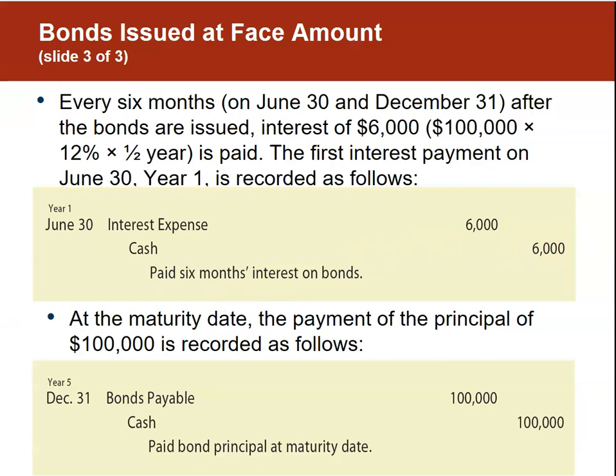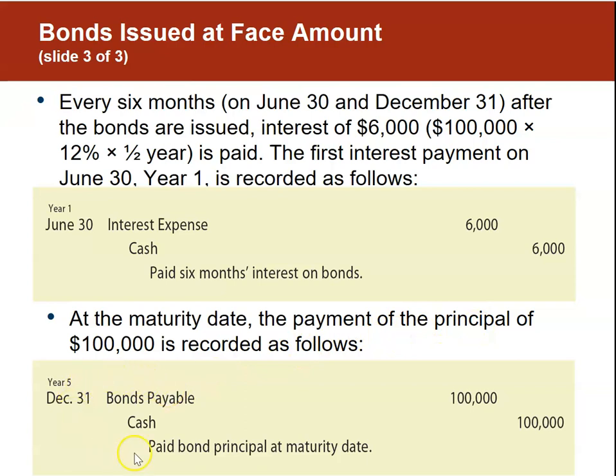Okay? Now let's fast forward into the future a little bit. It says at the maturity date, well, if we recall from a couple of slides back, this was a 5-year term. So this is a pretty profitable little investment here. We're going to get $6,000 every 6 months for 5 years. That's quite a bit of interest. And then at the maturity date, we're also going to get our principal back.